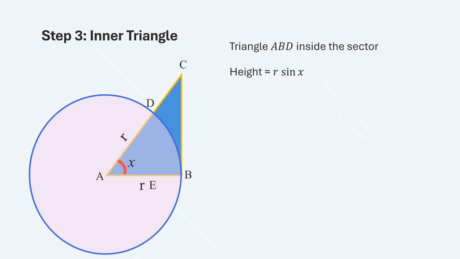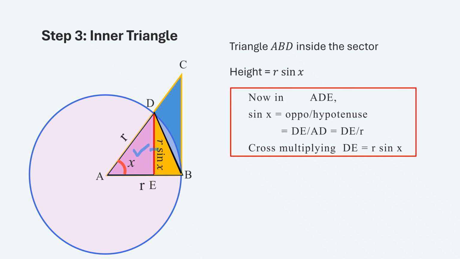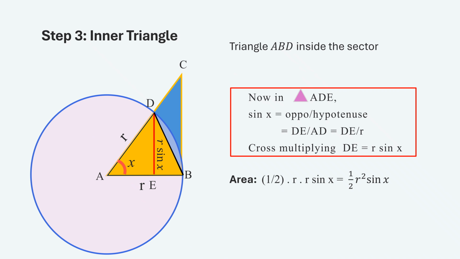Next we join points B and D to form another triangle inside the sector. To find its area, we drop a perpendicular from D to the base. In that small triangle as shown, sin x is equal to DE upon r. So the height of this triangle becomes r sin x. This gives the inner triangle area as half times base times height, that is half r sin x, half r square sin x.